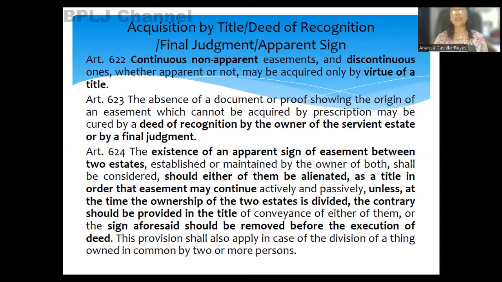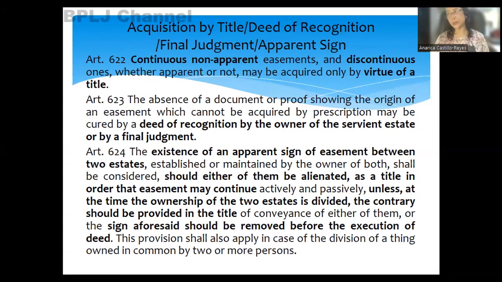It states that the existence of an apparent sign of easement between two estates, established or maintained by the owner of both, shall be considered, if either of them be alienated, as a title in order that the easement may continue actively and passively, unless at the time the ownership of the two estates is divided, the contrary should be provided in the title or conveyance of either of them, or the sign should be removed before the execution of the deed.